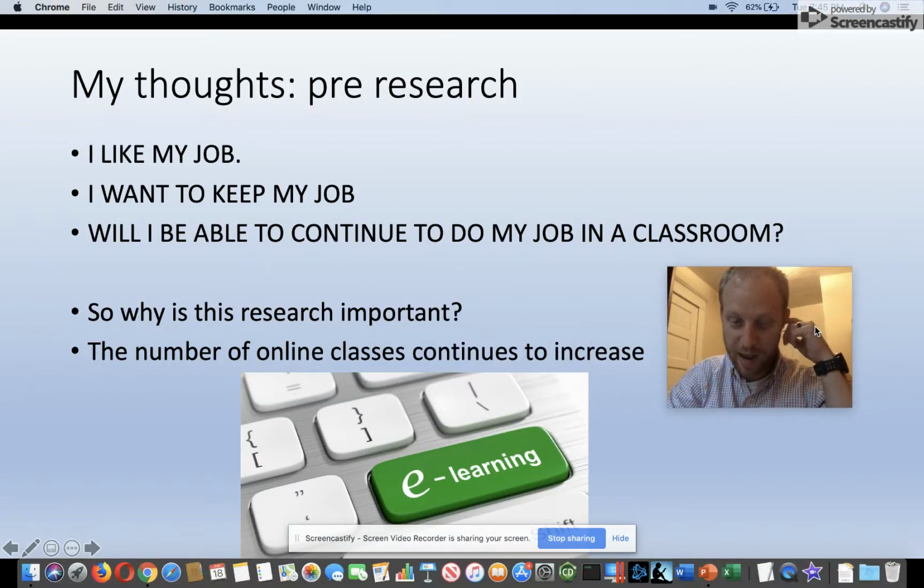So, I really like teaching. I want to keep my job. I want to do it inside the classroom as long as possible. I'm really passionate about interacting with people on a personal basis, a social basis. So, can I do that as long as possible? Or in the future, will I have to be a digital classroom teacher? The number of online classes is really increasing over time because of availability and convenience. So, what does the future hold for me as an educator?